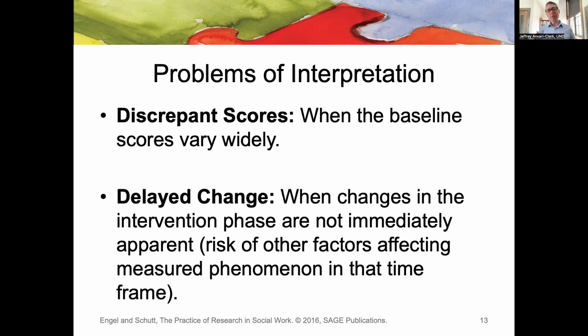Then sometimes, as we are trying to interpret this, the baseline is going to be all over the place. So we need to be as consistent as we can. Sometimes maybe there are going to be changes, but we don't see them for a while until later. A lot of times that happens if they are taking medication. It might take a couple of weeks for the medication to really take effect. So you could measure it too soon, and then you won't see the impact that you were hoping.